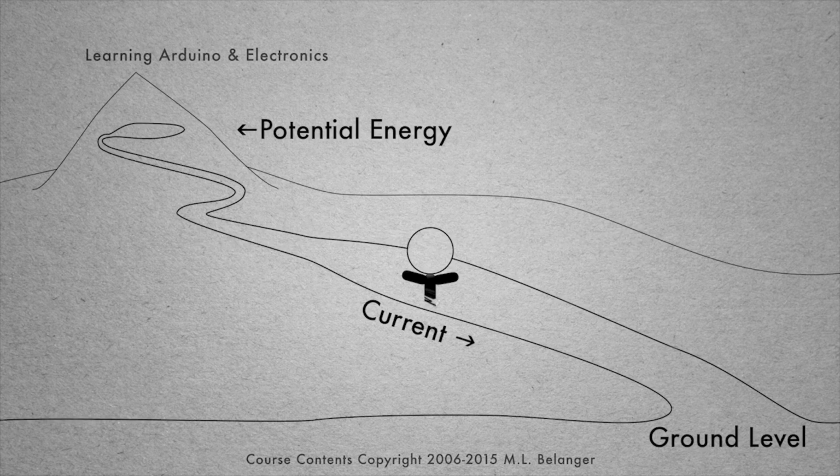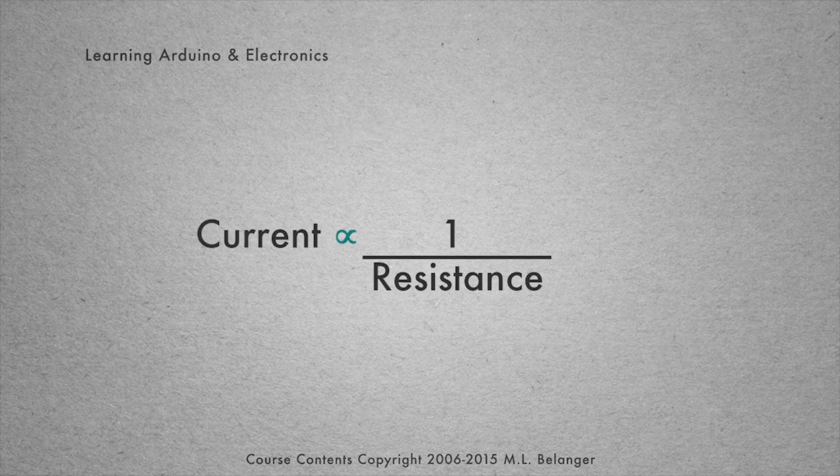Now suppose that our riverbed isn't completely smooth. Let's imagine a section of rocks that the river must flow past. This irregular surface resists the smooth flow of water from the lake to the ground. We call this property resistance. Again, in quasi-mathematical terms, current is inversely proportional to resistance. As resistance goes down, a smoother riverbed, current flow goes up. The water moves faster because there are fewer rocks to slow it down. As resistance goes up, current drops. The water moves slower because more rocks impede its flow to the ground.